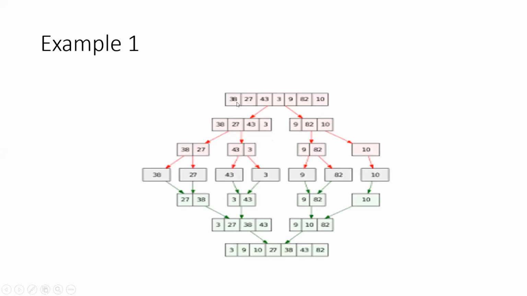Let's say there are these elements: 38, 27, 43, 3, 9, 82, and 10. So what we are going to do in merge sort is divide this list into two parts. Why are we doing this? Because this is a divide and conquer strategy. And in that, how do we solve a problem? We solve a problem by dividing a huge problem into smaller problems and then finding their solutions, and after finding the solutions we combine the solutions and find our result. So that is what we are going to do.